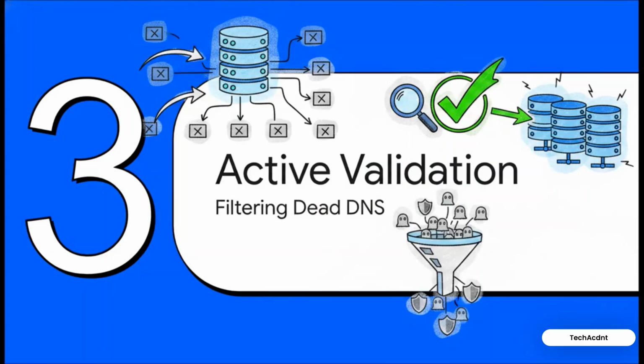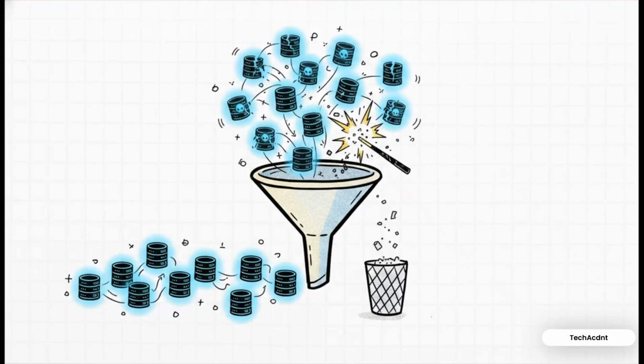All right, part 3, active validation and DNS. Time to shift from stealthy collection to actively interacting with the infrastructure. So we've gathered thousands of potential subdomains passively, right? But a ton of those are just historical artifacts, dead ends.